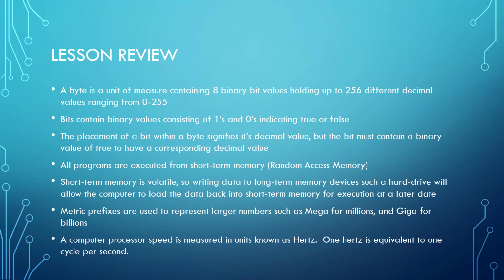The placement of a bit within a byte signifies its decimal value, but the bit must contain a binary value of true to have a corresponding decimal value. In other words, if you have a byte, you have 8 bits. We know that the bit on the far left has a decimal value worth 128, and the bit on the far right has a decimal value worth 1. But you must have that bit turned on, or it must contain a value of true, a 1, in order for that decimal value to be counted.